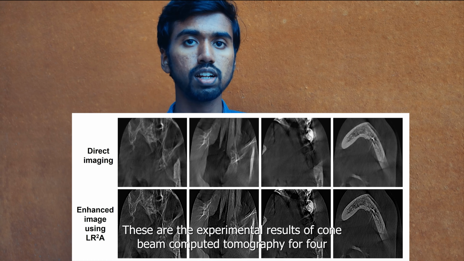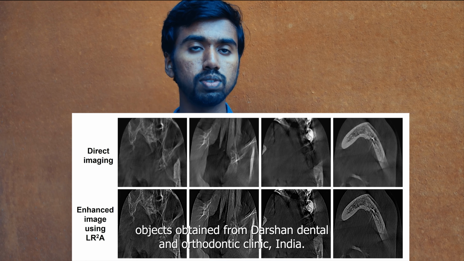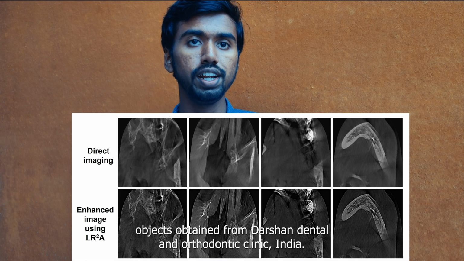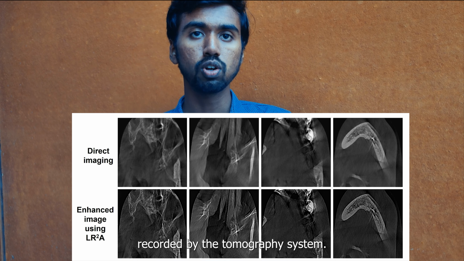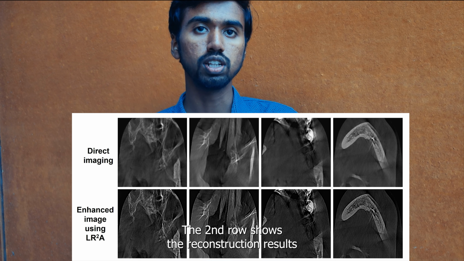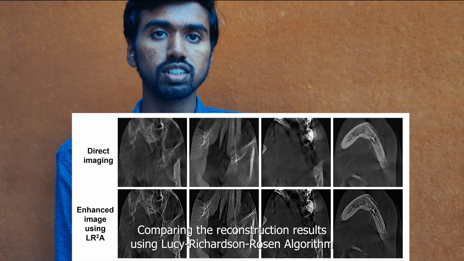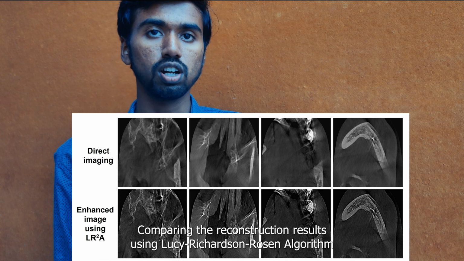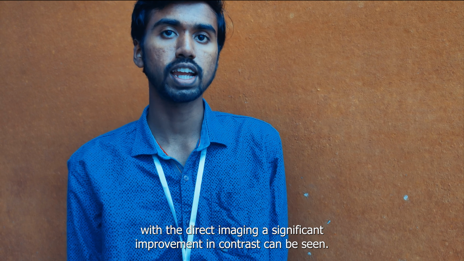These are the experimental results of cone beam computed tomography for 4 objects obtained from Darshan Dental and Orthodontic Clinic, India. The first row shows the direct imaging of the object recorded by the tomography system. The second row shows the reconstruction results using the Lucy-Richardson-Rosen algorithm. Comparing the reconstruction results using the Lucy-Richardson-Rosen algorithm with the direct imaging, a significant improvement in contrast can be seen.